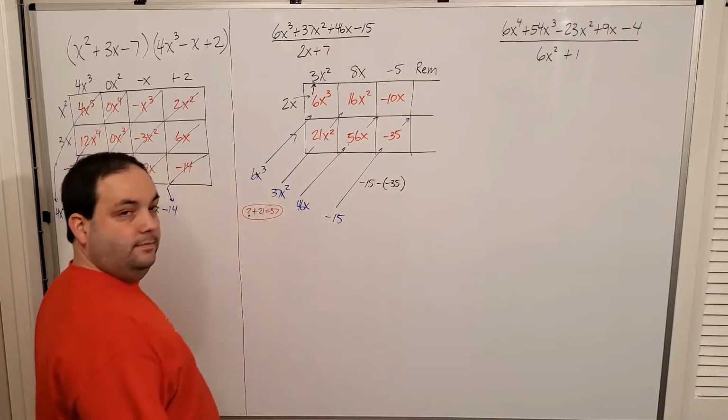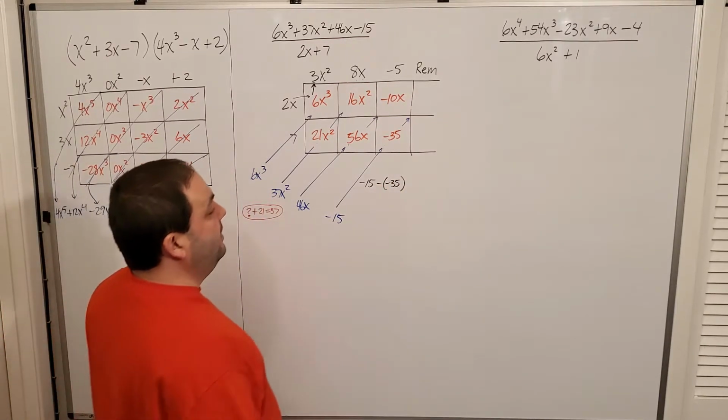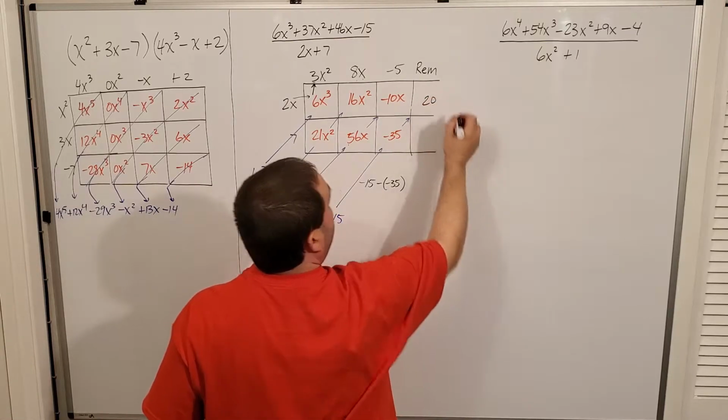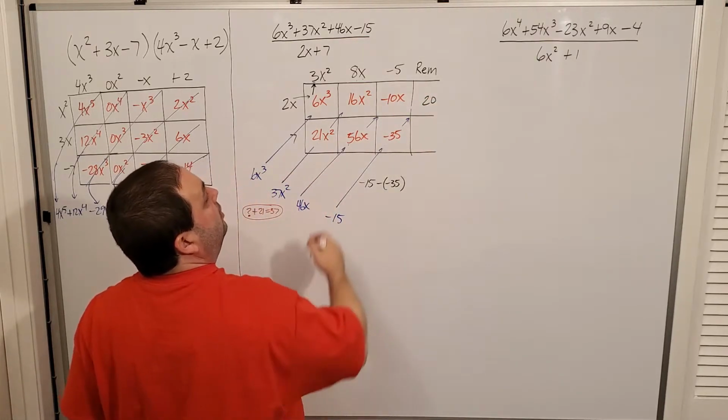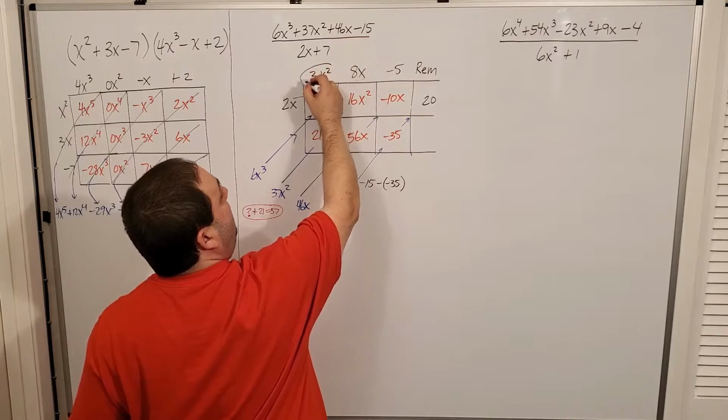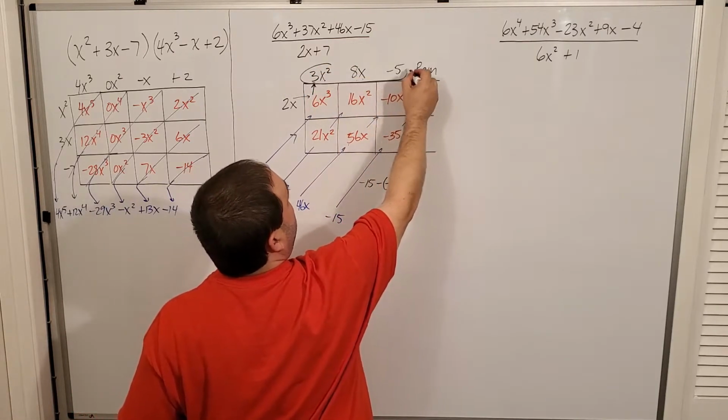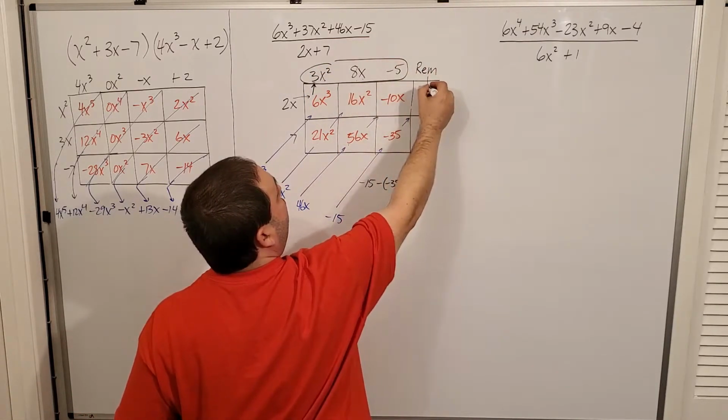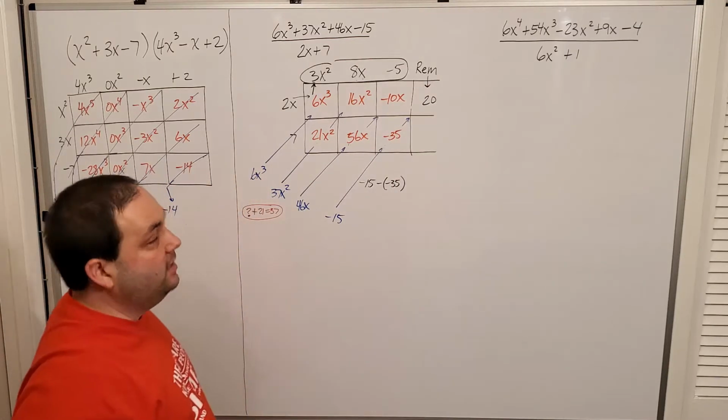Like that. What does that give me? 20. So my answer is all along the top here. And I have remainder 20 as expected, right?